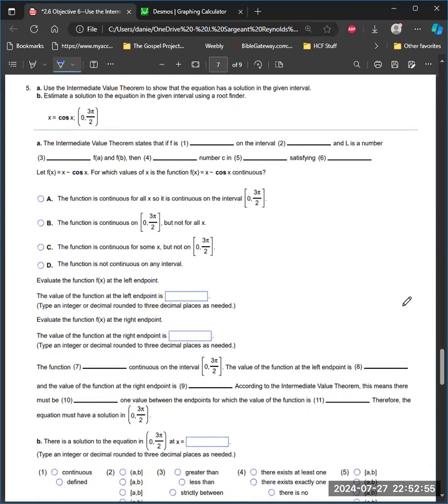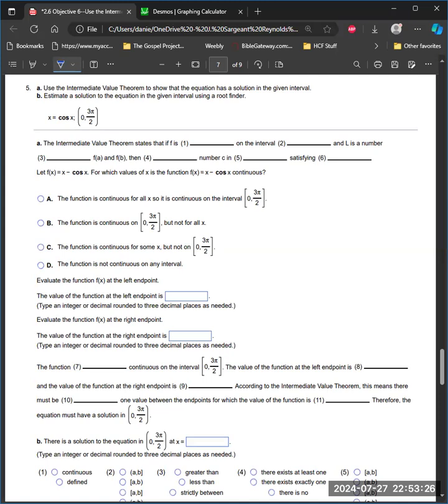And number 5, which is our last one for this video, use the intermediate value theorem to show that the equation has a solution on the given interval. Estimate the solution to the equation in the given interval by using a root finder. We'll use our calculator. So cosine of x between 0 and 3 pi over 2, we know that cosine is continuous everywhere.